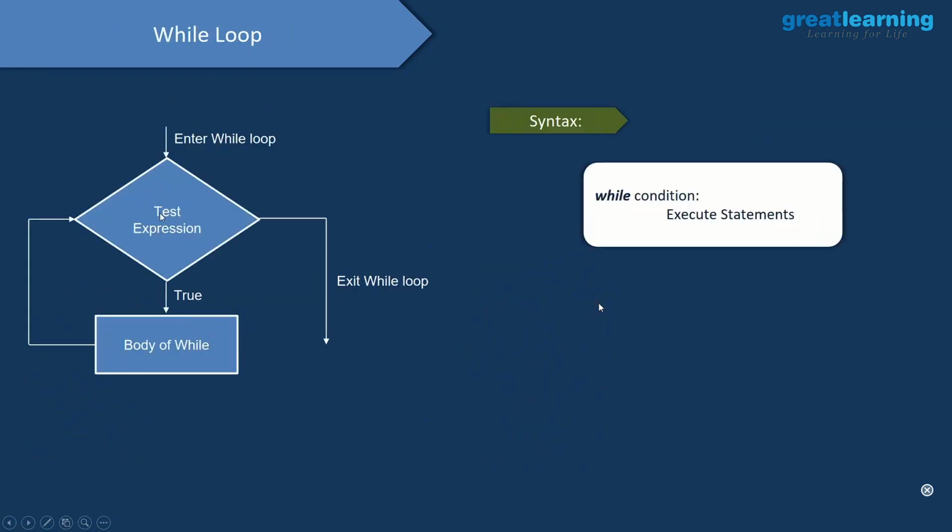First we will enter the loop and then we'll check the condition. If the condition is evaluated to true, then we'll execute whatever is present inside the body of the while loop and we'll go back. Again, we'll check if the condition is evaluated to true. If it is true, we'll execute the body and then we'll head back. This process repeats until the test expression is evaluated to false. And once the test expression is evaluated to false, we will exit the while loop.